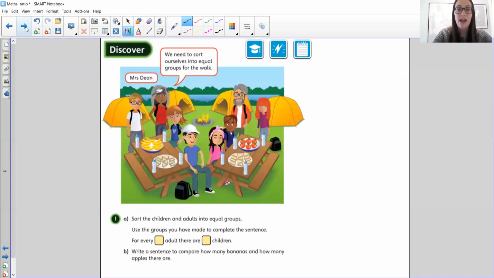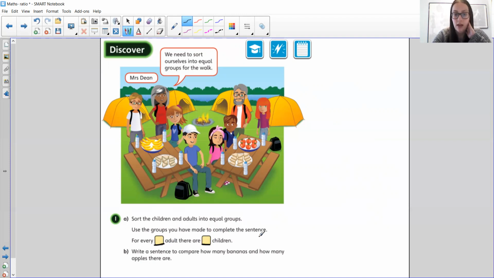Okay, let's have a go then at our discover. So we have got Mrs. Dean, and we are on some kind of camping trip, some kind of residential trip. So Mrs. Dean is saying, we need to sort ourselves into equal groups for the walk. My problem says, sort the children and adults into equal groups. So you need a certain number of adults to a certain number of children. So you can't have all the adults in one group, all the children in the other group. You need the same amount of adults in each group and the same amount of children in each group. So use the groups you have made to complete this sentence. Oh, we can do this. For every something adults, or for every something adult, there are something children.